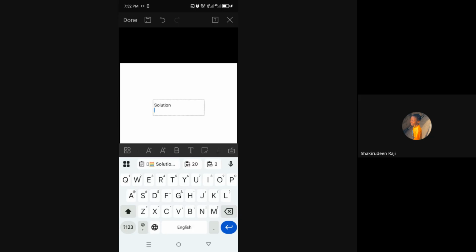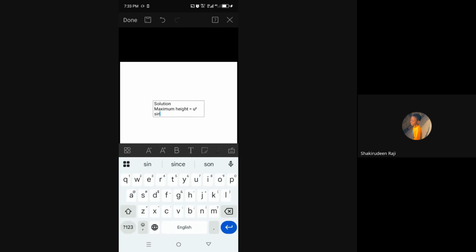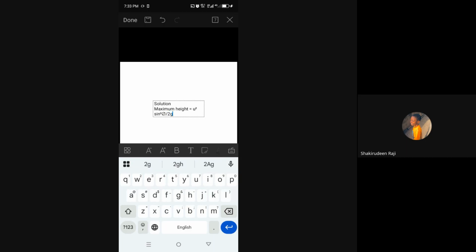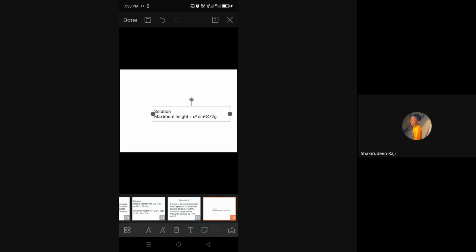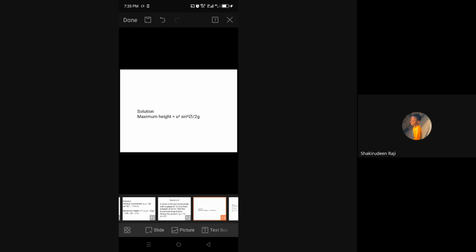Solution. So we have to calculate maximum height. So what's the formula for maximum height? u square sine square theta, everything over 2g. Correct. So what's the u square? If you look at the question now, u is 20, so u square will be 20 square, right? Yes. Okay.